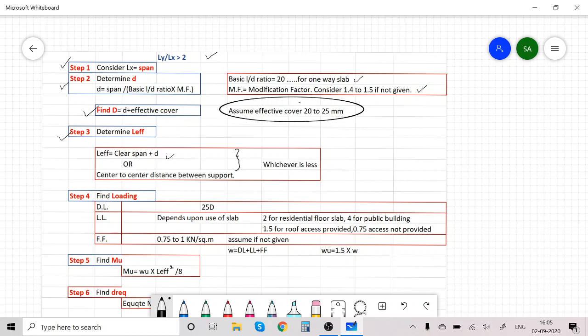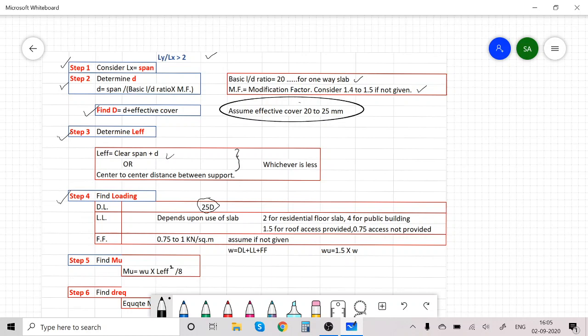Once we get effective span, in the next step, that is in step number 4, we calculate loading on the slab. The loading consists of dead load, live load and floor finish load. DL, that is dead load, is 25 into D, where 25 is the unit weight of RCC in kilonewton per meter cube, whereas D, the capital D, is the overall depth of the slab in meter.